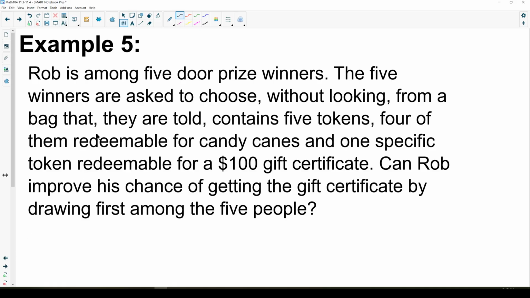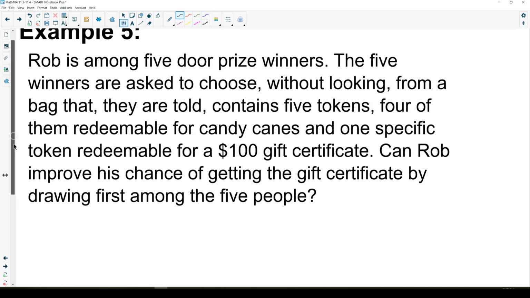All right, let's talk about door prizes. This is always exciting. You never know when you'll end up on a game show and win a fabulous prize. Go see Bob Barker. Rob is among 5 door prize winners. The 5 winners are asked to choose without looking from a bag they're told contains 5 tokens, 4 of them redeemable for candy canes, and 1 specific token is redeemable for a $100 gift certificate. Can Rob improve his chance of getting the gift certificate by drawing first among the 5 people?